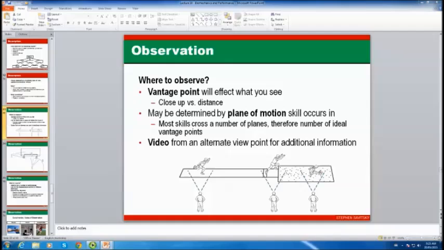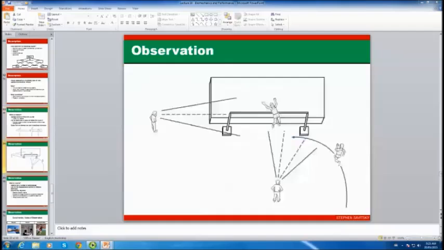Where would I get the most information from? Because you can't be in two places at once. The only way to do different types of observation is using a video. So you could have 10 video cameras set up, you could watch it all. We're going to talk about that in the chute. Why you would stand there versus there is going to be a discussion point.